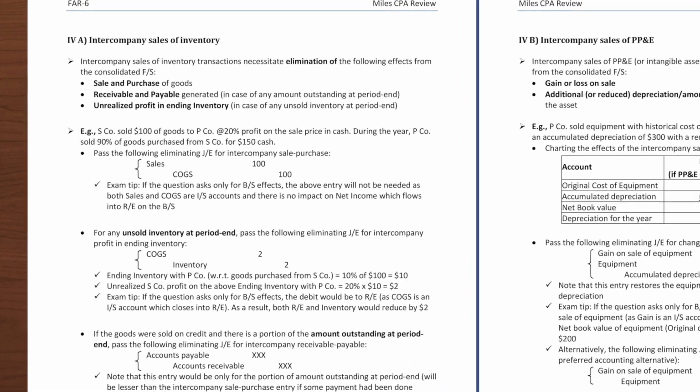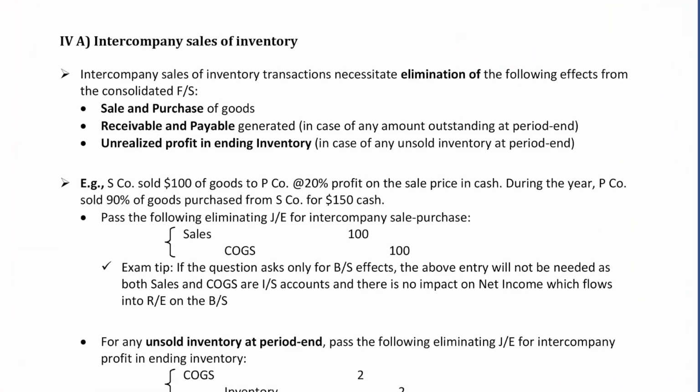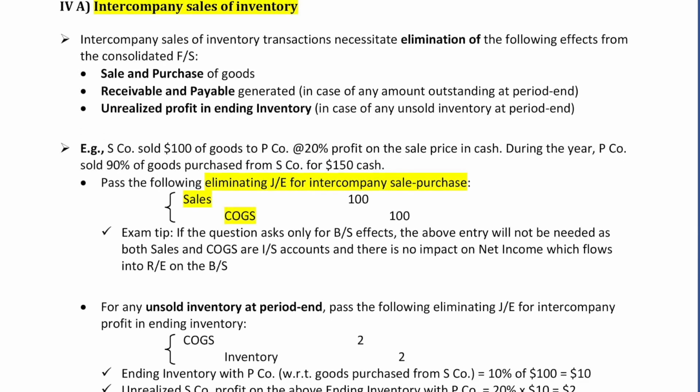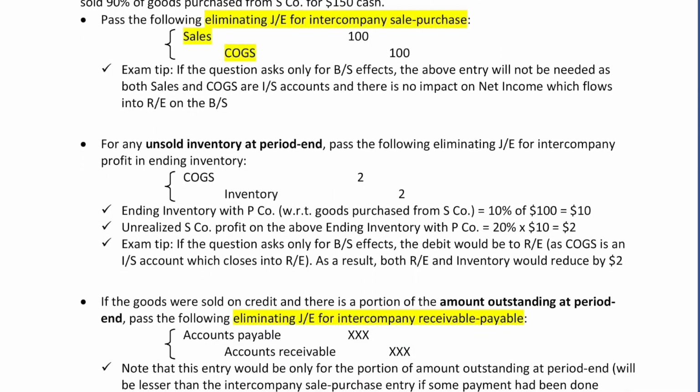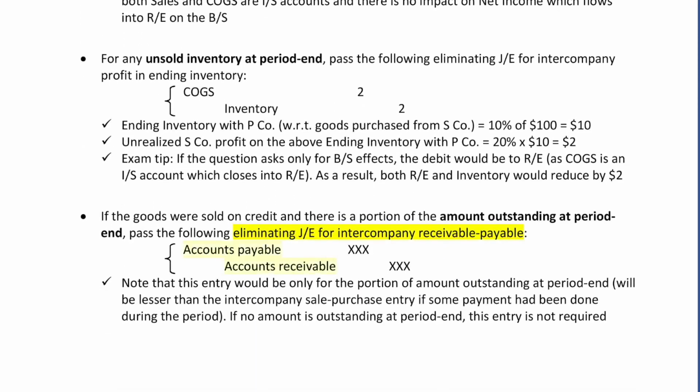Get to page 16. Highlight intercompany sales of inventory. In such intercompany transactions, you need to make sure that you have elimination of the intercompany sale purchase. In such an entry, you're going to have sales on the debit and COGS on the credit. You also need to make sure that you have elimination of the intercompany receivable payable. On such an entry, you're going to have accounts payable on the debit and accounts receivable on the credit.